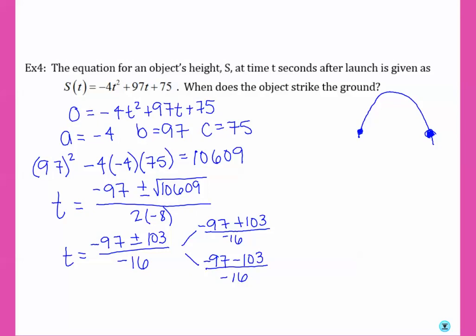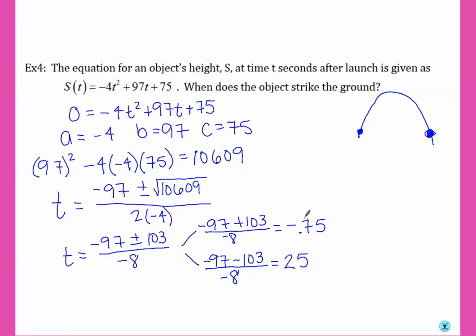I'm sorry, I messed up the denominator. Our a value was 4, not 8. All right, so negative 97 plus 103 divided by 8 gives us negative 0.75, and negative 97 minus 103 divided by negative 8 gives us 25.